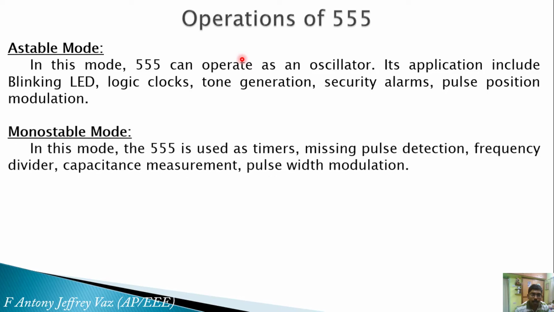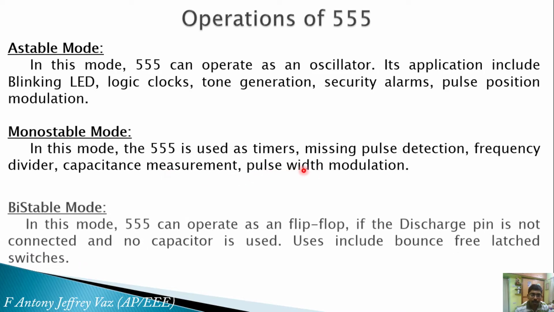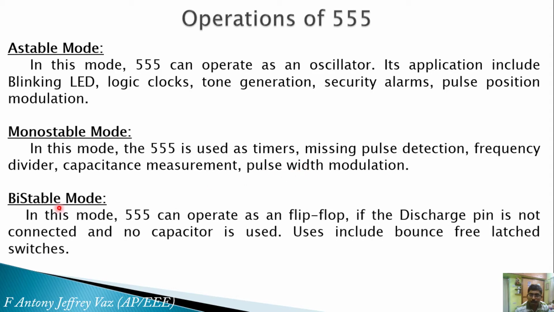The second mode is the Monostable mode. In this mode, the 555 IC works as a timer or missing pulse detection or frequency divider, and is used in applications of capacitance measurement and also to produce pulse width modulation. The third mode is the bistable mode. In this mode, the IC can be used as a flip-flop. Okay, to use this IC as a flip-flop, we should not connect any capacitor to the discharge pin and leave it free.